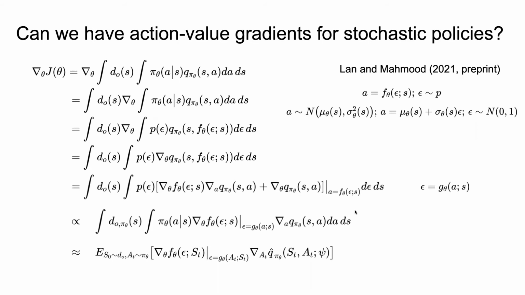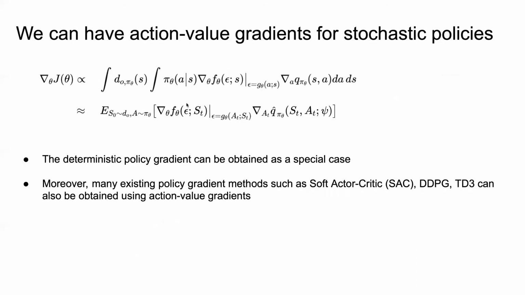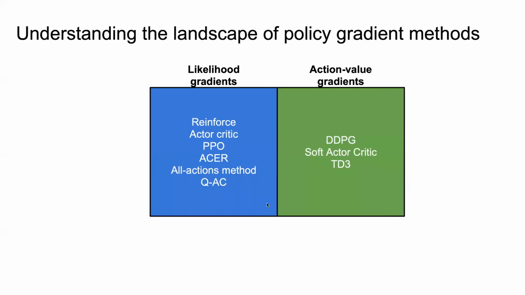Now this allows us to have, this is really the action value gradient, a separate way of writing the policy gradient, separate from likelihood gradient. And now we can show that the deterministic policy gradient is just a special case. And moreover, some existing policy gradient methods, such as DDPG and TD3, which were not unified by one particular way of writing the policy gradient, can now be obtained using action value gradients using this theorem. So this exercise gives us a better understanding of the landscape of policy gradient methods.